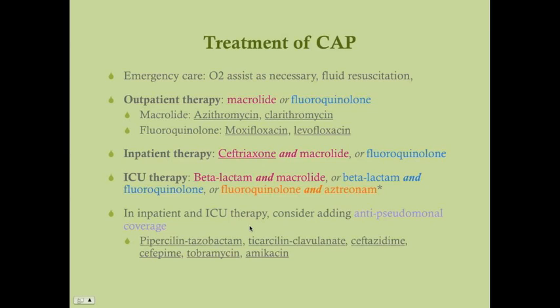So the anti-Pseudomonas drugs that we use are piperacillin tazobactam, ticarcillin clavulanate. Those are both beta-lactam drugs, so we try to avoid those in patients who have penicillin allergies. We can also use some of the newer cephalosporins, ceftazidime, which is a third-generation cephalosporin, cefepime, which is a fourth-generation cephalosporin, and particularly is noted for its anti-pseudomonal coverage. And we can also use tobramycin or amikacin. Those are both aminoglycoside antibiotics.